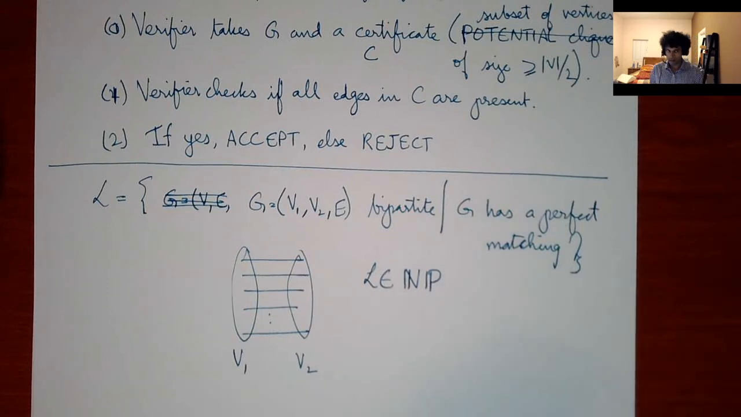Does this help? Is this giving you a better sense of what it means to be in NP? Lots of graph problems, if you just look at the definition, it will tell you that it's in NP. The languages are literally stated as the existence of a certificate, which is easy to verify. By easy, I mean in polynomial time.